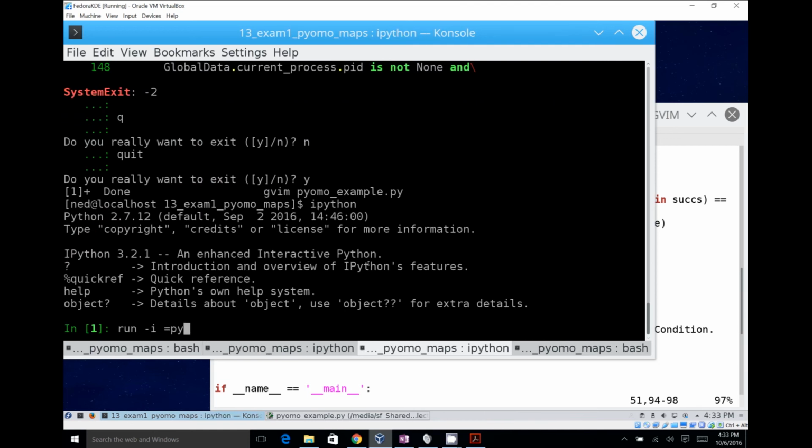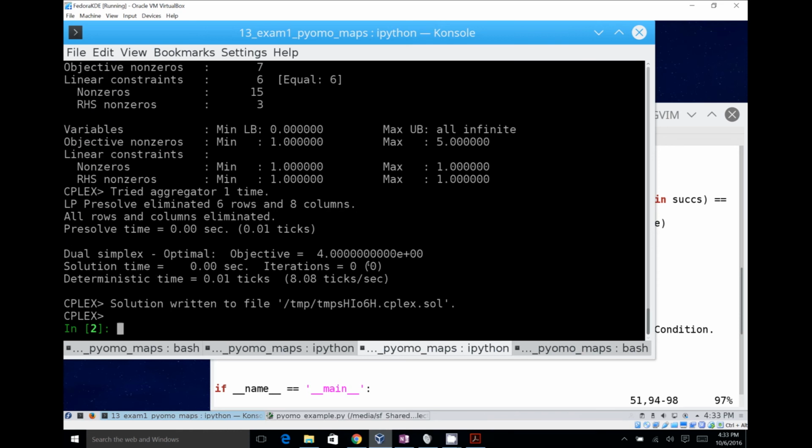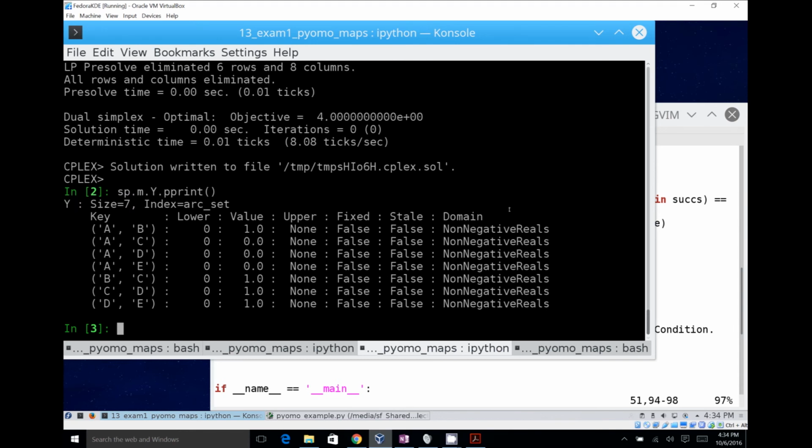So let me run this again. So running the Pyomo example. And then let's look at the model.y.pprint. So let's remember what I'm accessing here. So this is my object, the shortest path object. On it, it has a Pyomo model, which has a variable y, and I want to print that variable y. And so these are all the y's and their values.